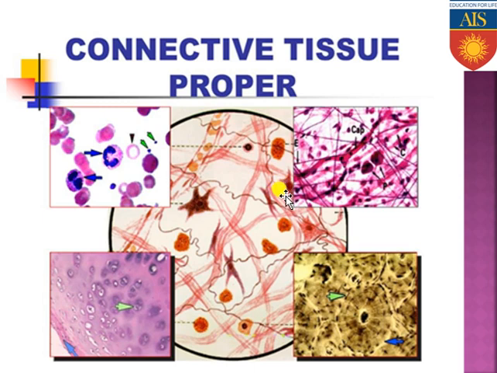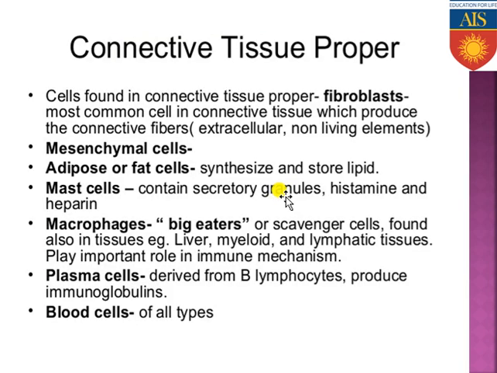In connective tissue proper, the cells are fibroblasts first of all, a very important representative cell of this tissue. The fibroblast cells are responsible for producing various kinds of fibers, and those fibers are present within the extracellular matrix, as a non-living element.